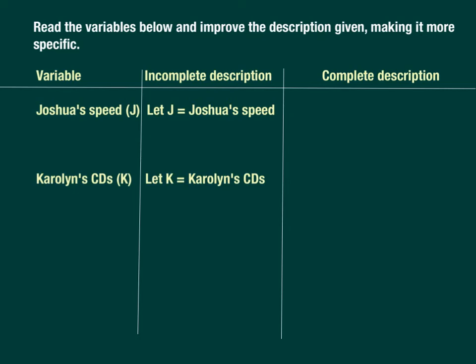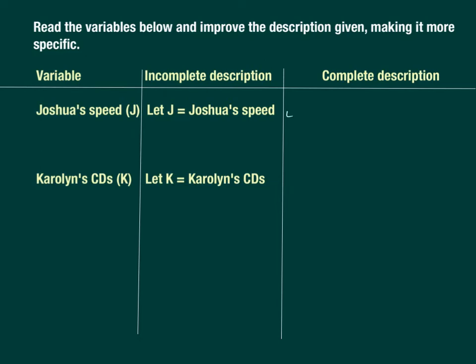So the first one, if we just have our variable be Joshua's speed and the variable's J, an incomplete description is just to let J equal Joshua's speed, because we don't know what that speed is. We don't know if it's miles per hour or kilometers per hour or feet per second, different things like that. So let's make this a little bit more specific.